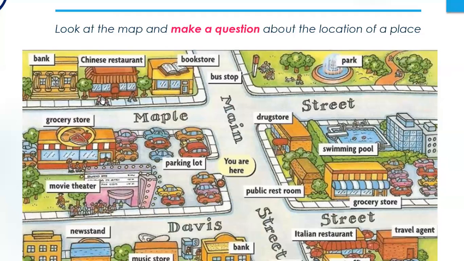Maple Street. Next to, complete. You can be very specific. Yes, next to the Chinese restaurant. Okay, I see, this is the Chinese restaurant. This is across the grocery store, or across from. Across. Okay, very good. Sure.